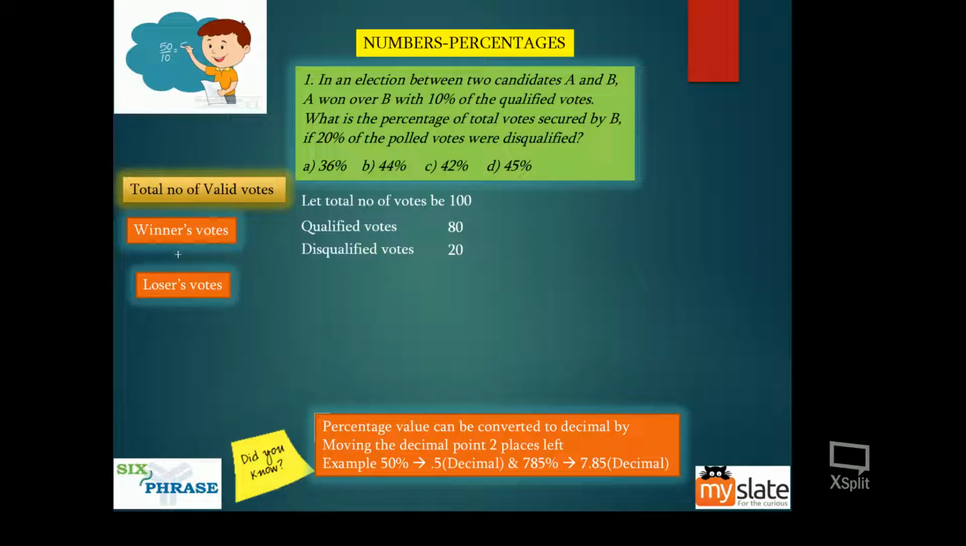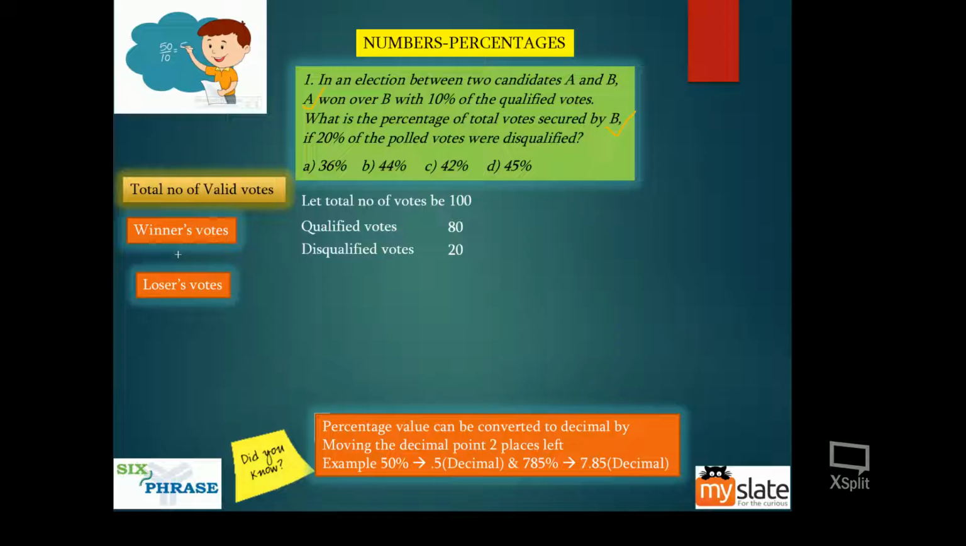Okay. Next, what you guys will have to understand is the percentage of total votes secured by B. See, there are only two people. I told you, right? Who are those two people? A and B. One is A, the person who won. The other is the person who lost. So you have to find the number of votes that the person who lost has got. Here that is B. B is the person who lost.